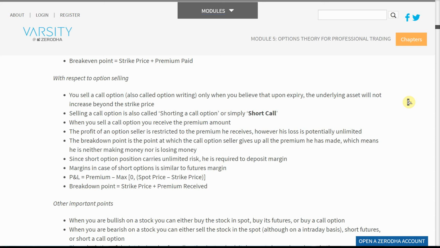The breakdown point is the point at which the call option seller gives up all the premium he has made, which means he is neither making money nor losing money. Since a short option position carries unlimited risk, he is required to deposit margin. Margins in the case of short options are similar to futures margin. P&L equals premium minus max (0, spot price minus strike price). Breakdown point equals strike price plus premium received.